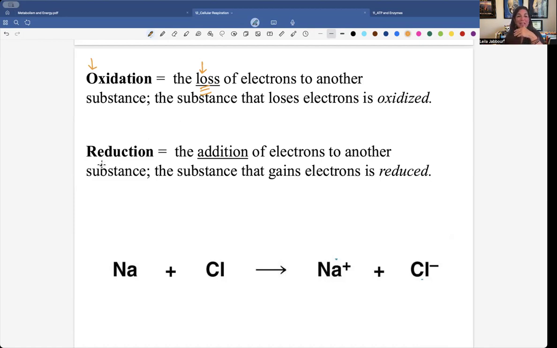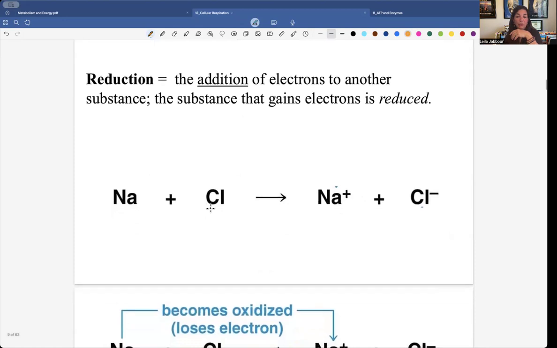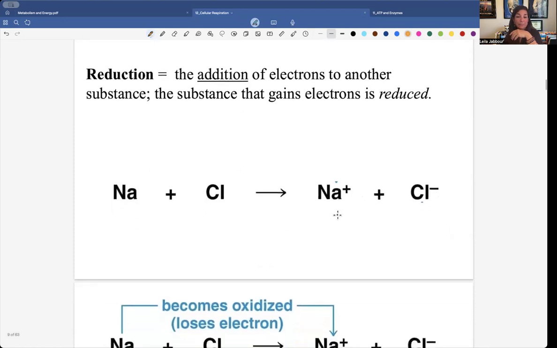All right. In a reduction reaction, it's an addition of an electron on the substance. The substance that gains an electron becomes reduced. So if you remember O for oxidation, so loss, you remember reduction is the other one. So here is an example, sodium chloride.